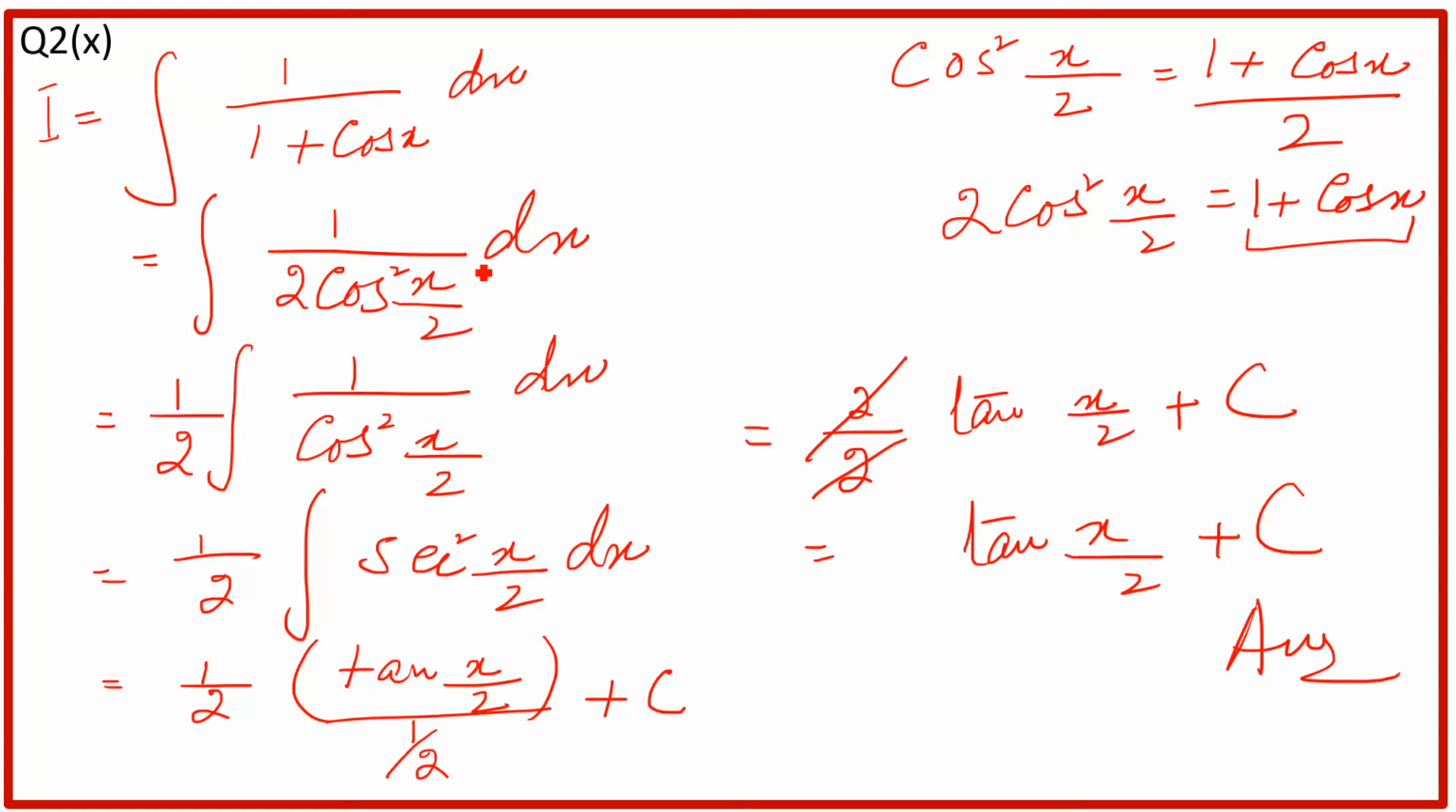So what we used here: 1 plus cos of x is equal to 2 cos square x by 2. You have to write down, instead of 1 plus cos of x, 2 cos square x by 2, and then you have to do the integration.